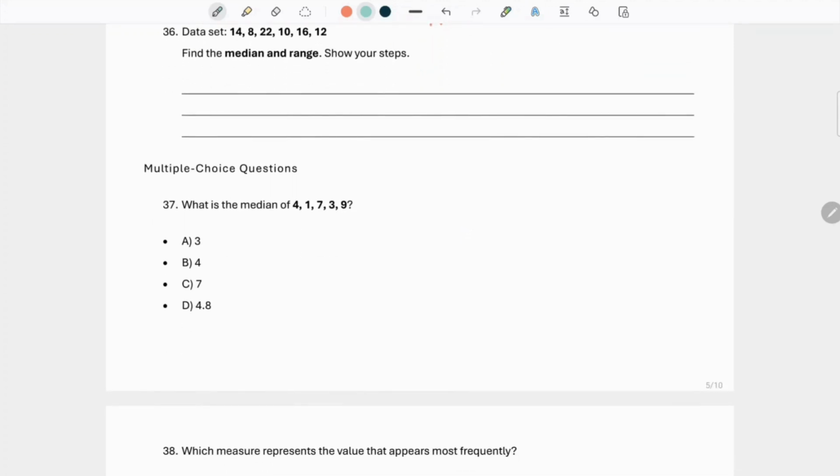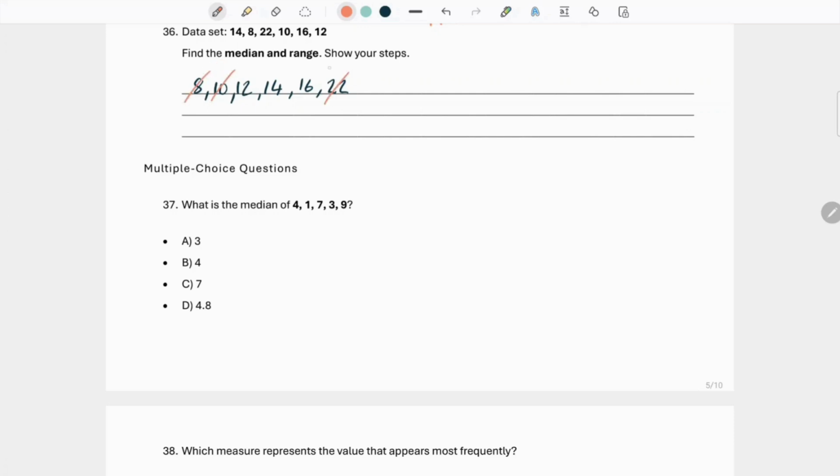Let's move on to question 36. Oh, here it says just find the median and the range. Now I'm going to start off with the median first. So let's put it in order so that our first number is 8, then 10, then 12, then 14, 16, and I don't know what that is. That looks like a 3. It should be a 2, and 22. It said find the middle number. So let's strike them off.